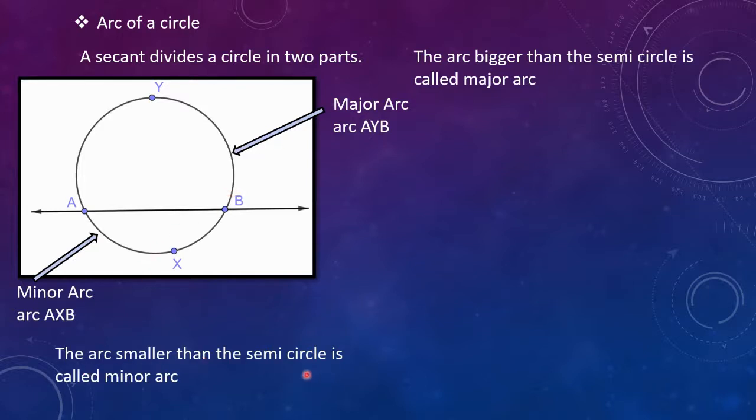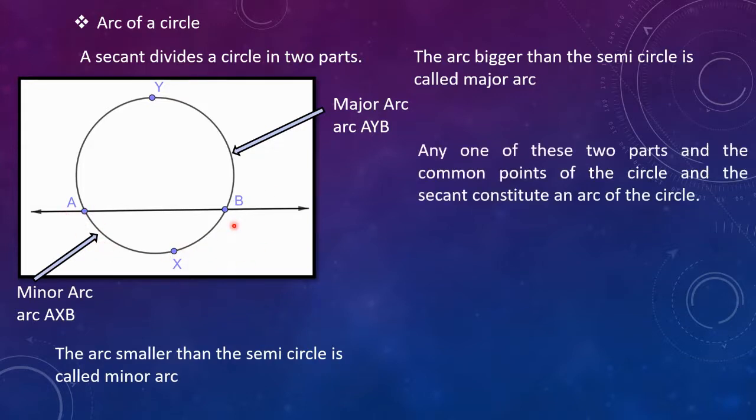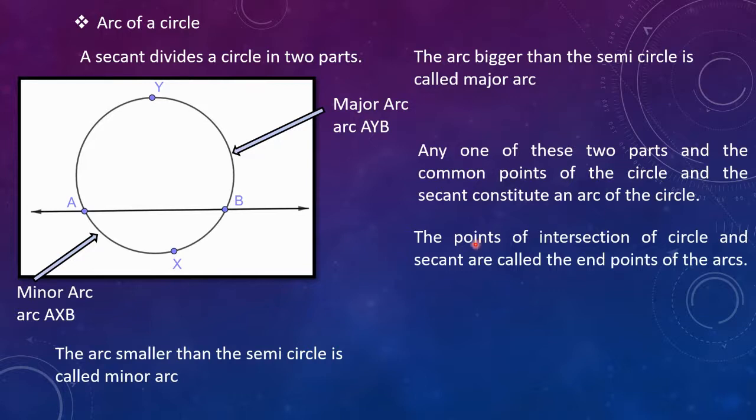The arc which is smaller than the semicircle is called a minor arc. In this case, the minor arc is arc AXB. Note that any one of these two parts and the common points of the circle and the secant constitute an arc of the circle. The points of intersection of the circle and the secant are called the endpoints of the arc. So in this case, the endpoints of the major arc AYB are A and B. Similarly, the endpoints of the minor arc AXB are A and B.